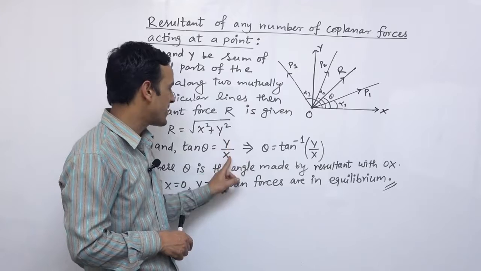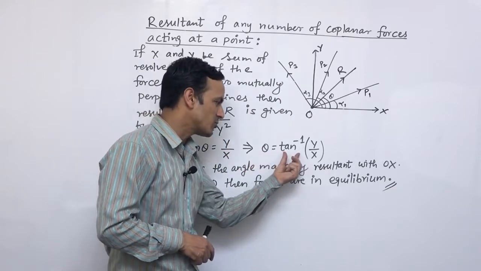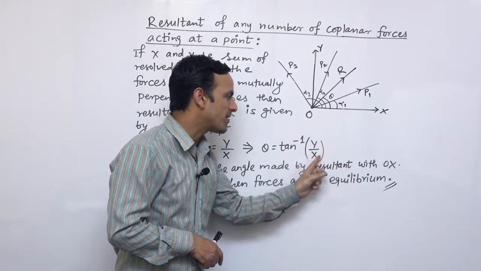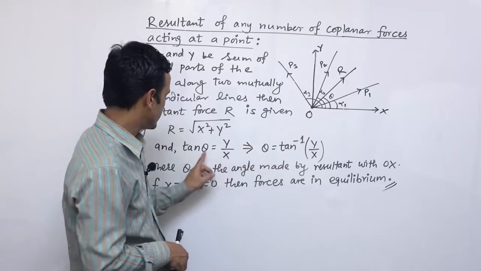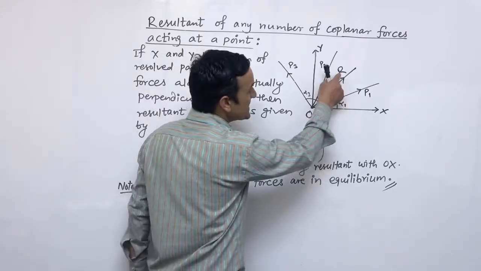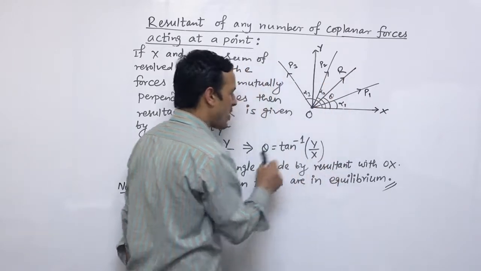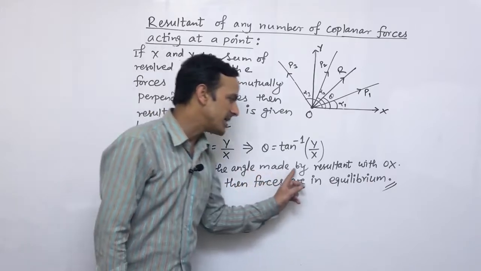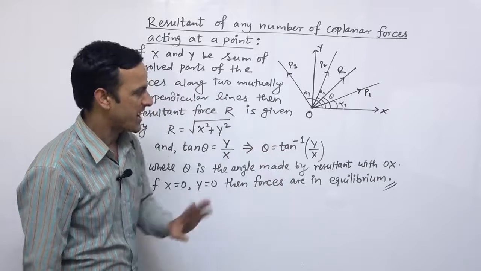Tan theta is equal to y upon x. So in this way we can find out theta. Theta is equal to tan inverse y upon x. This is similar result which can be deduced from here. And theta is the angle made by resultant. This resultant ले OX अथवा x axis मा बनाएको angle चाहिँ theta हो. So theta is the angle made by resultant with x axis or OX.